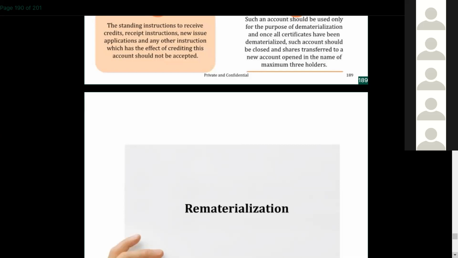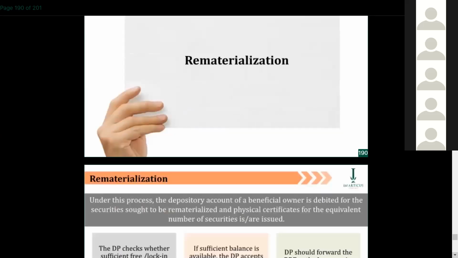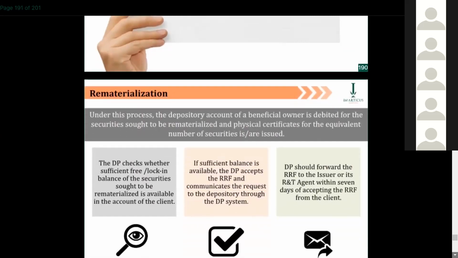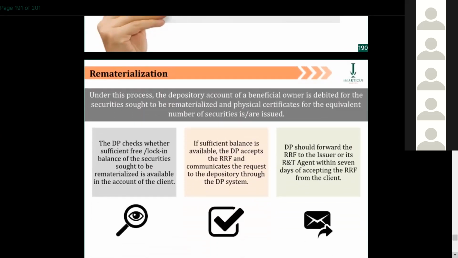So the depository participant will only accept the request and forward it to the registrar and transfer agents for issue of physical securities. So like the bank account, the demat account would be debited and he will be given physical share certificates or physical securities for the request. Under this process, the depository account of the beneficial owner is debited for securities sought to be rematerialized and physical certificate for the equivalent number of securities is issued.